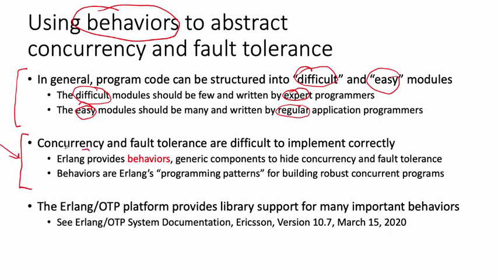So now let's look at concurrency and fault tolerance. These are difficult. Concurrency already is difficult. Message passing can actually be difficult. Fault tolerance, when things can crash, is even harder. So how do we handle it? Well, we put the difficulty inside of behaviors. A behavior is a generic component that hides the concurrency and the fault tolerance. The complicated bits are inside the behavior, so the programmer that uses the behavior only has to plug in simple things.